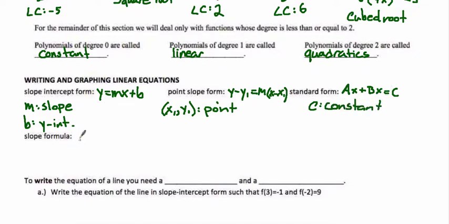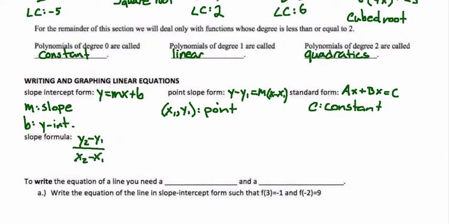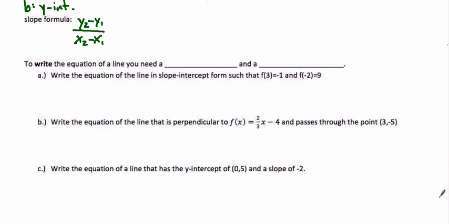Okay, and then a reminder, the slope formula, if you've forgotten, is y2 minus y1 over x2 minus x1. So the important thing is that you have your y's on top and your x's on the bottom. To write the equation of a line, you need a point and a slope. So for each of these, we're going to find a point and a slope, so that way we can write the equation of our line.